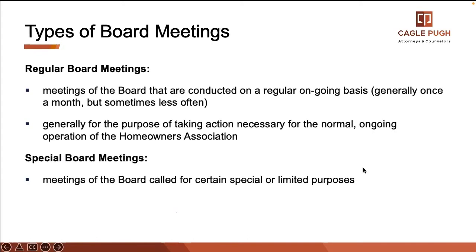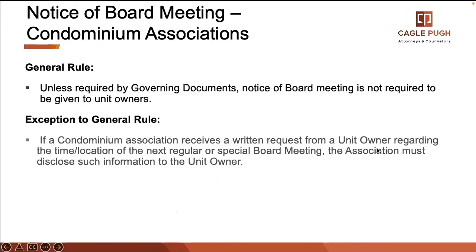You've got two kinds of board meetings. You've got regular board meetings. These are conducted on an ongoing basis, generally once a month, sometimes less, sometimes more, depending on your obligations. And they're generally for the purpose of taking action necessary for the normal, ongoing, daily operation of the HOA. Then you've got special board meetings, and these are meetings of the board called for certain special or limited purposes.